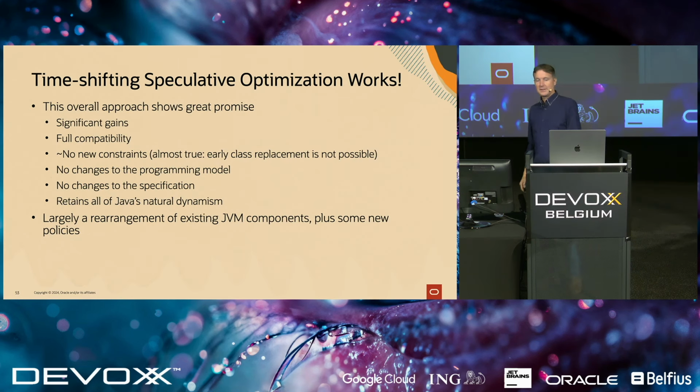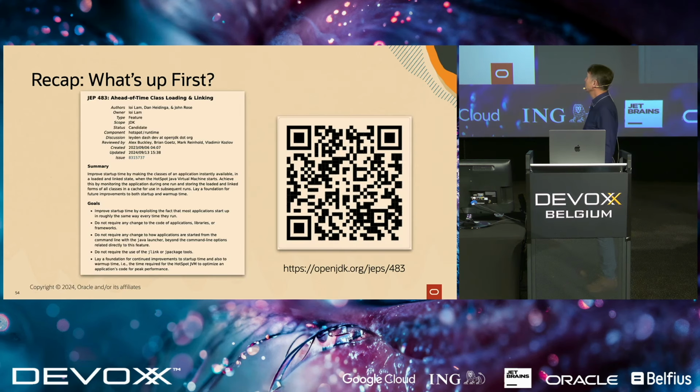So, time shifting works. This overall approach shows great promise, significant gains, full compatibility, and almost no new constraints. In fact, you can't do early class loading replacement. That's a small constraint, but I think it's worth paying that price. No changes to the programming model, no changes to the specification, and it retains all of Java's natural dynamics that we so much love. And it's largely a rearrangement of what we already have, plus some new stuff.